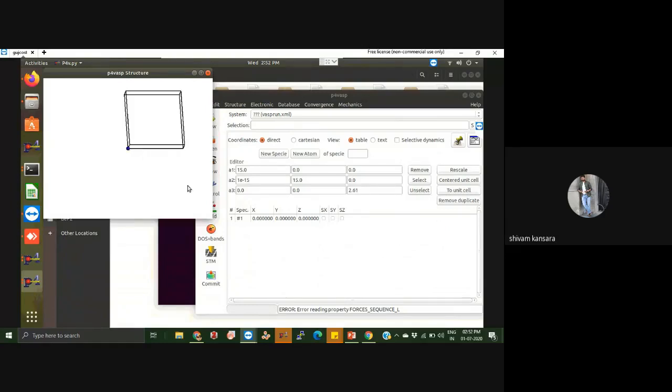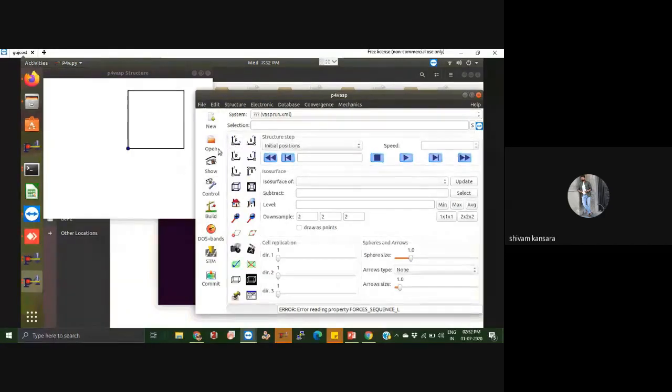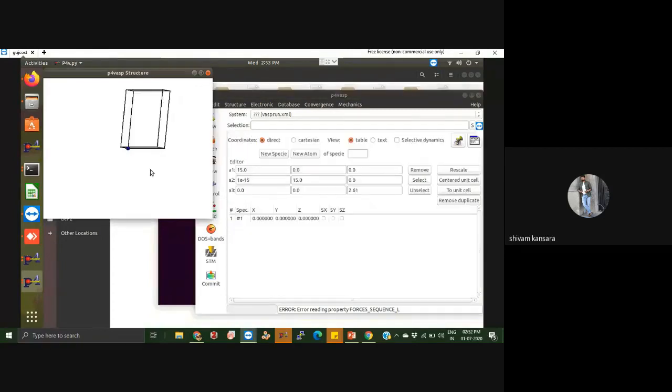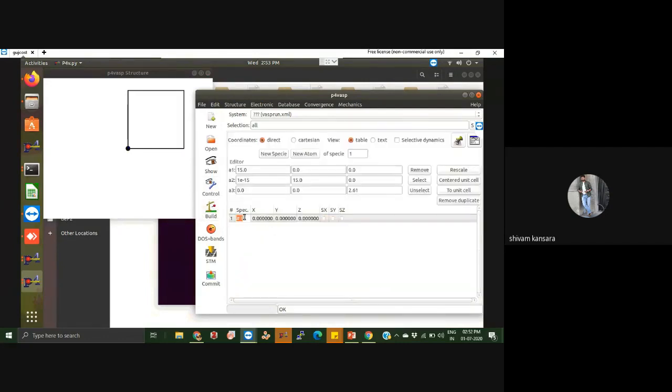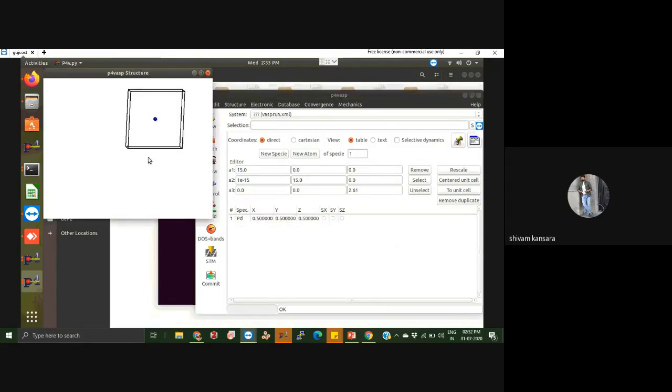Okay, but this is the front view. Front view means the atom is too tiny, but z is less than x and y. So build the atom, keep it at 0.5, 0.5, and 0.5. See, a single atom in the crystal system.